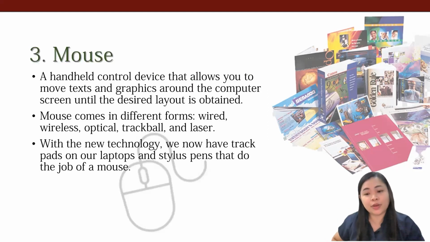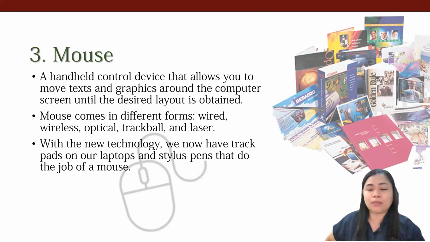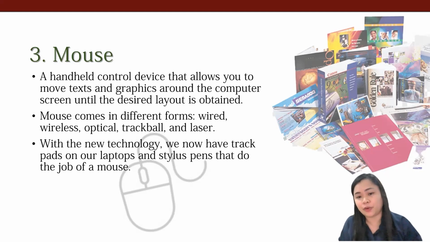Of course, we also need a mouse when we do desktop publishing tasks. A mouse is a handheld controlled device that allows you to move text and graphics around the computer screen until the desired layout is obtained. Mice come in different forms. It can be wired, wireless, optical, trackball, and laser.